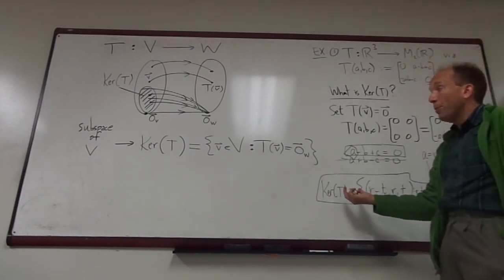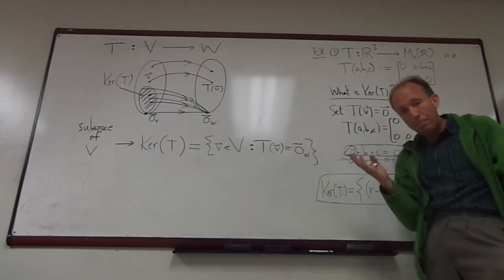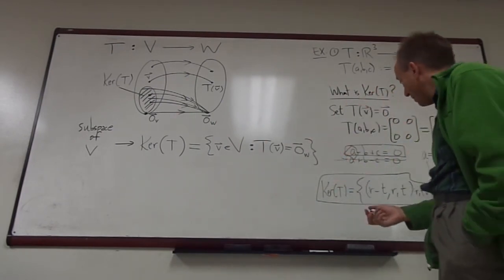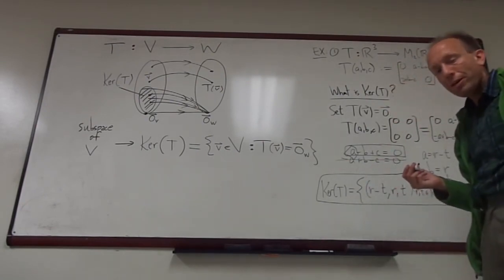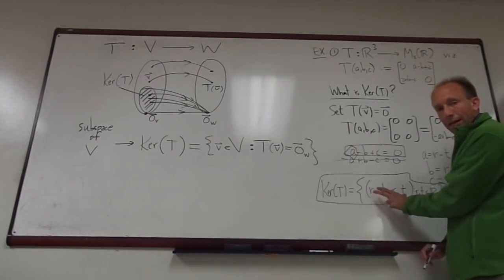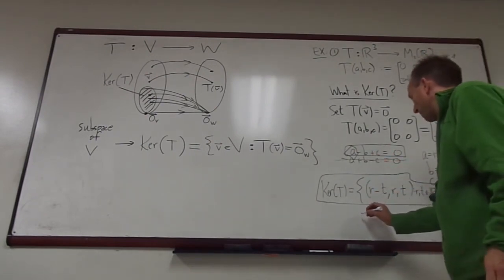By the way, remember I said it's a subspace of V. So that means it has a basis and it has a dimension. If I asked you for a basis for this, of course you already know how to do that. You basically just take this vector and you bust out the variables. So you could bust this out.